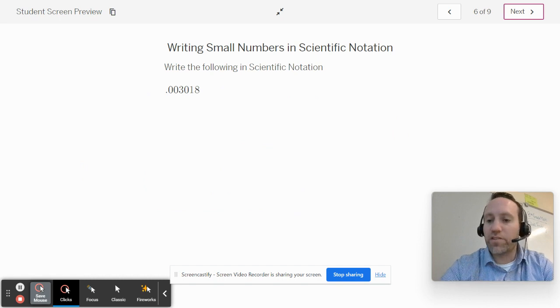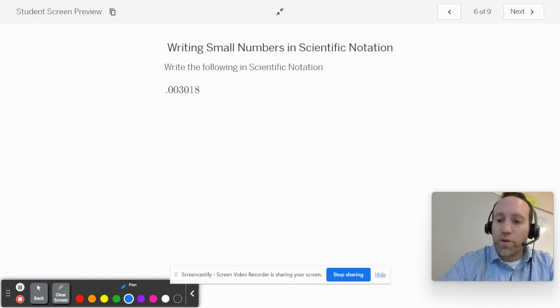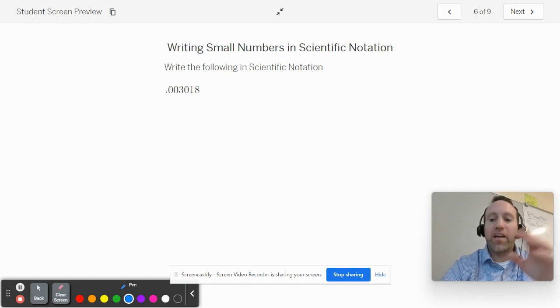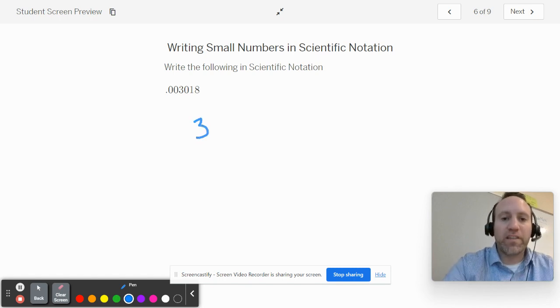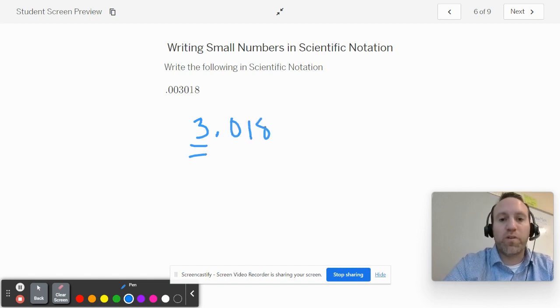Okay, now let's write this one in scientific notation. So again, the decimal point has to go between the 3 and the 0. The number to the left of the decimal when we write in scientific notation has to be a number greater than or equal to 1 and less than or equal to 9. So it can't be 0 and it can't be 10. Okay, so that's a 3. So we have 3018. But what did I do? I moved the decimal over 3 times to do that.